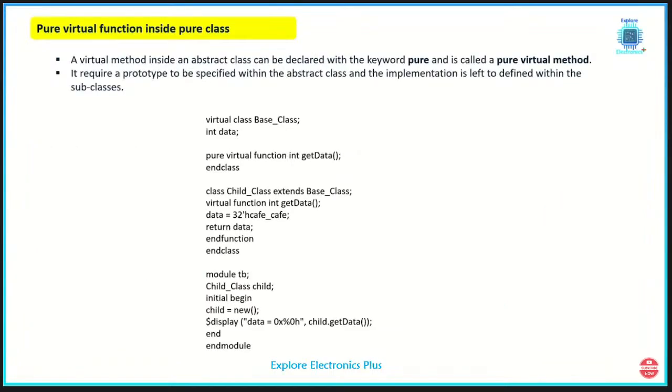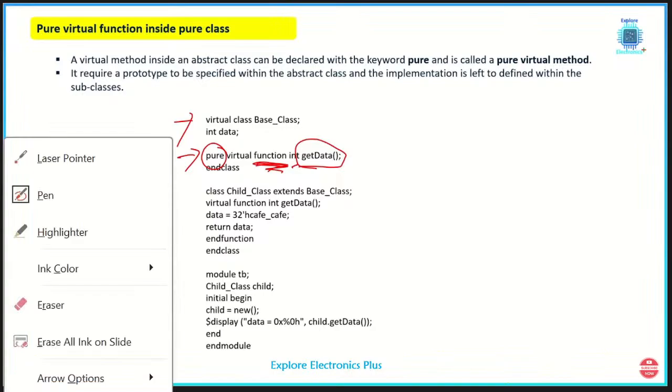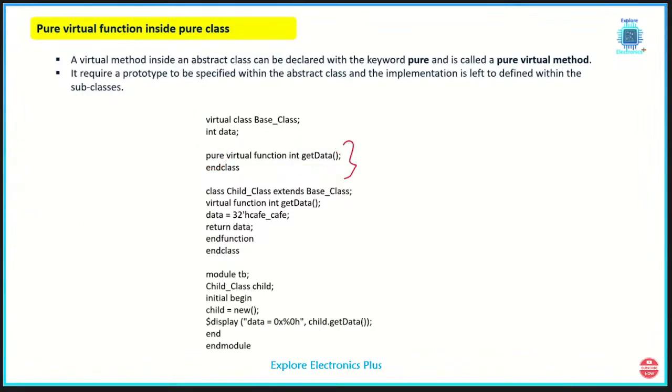Then also we have a pure virtual function inside a pure class. Here a pure virtual function can be defined like this inside a virtual class. What happens here? This virtual method inside an abstract class can be declared with a keyword called pure. It becomes a pure virtual method. It is just the name of the function we have declared over here as get_data. It will return int type, but the definition is not there.